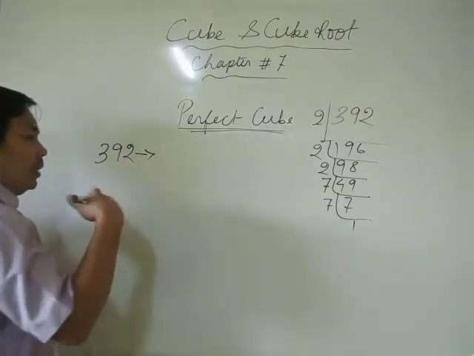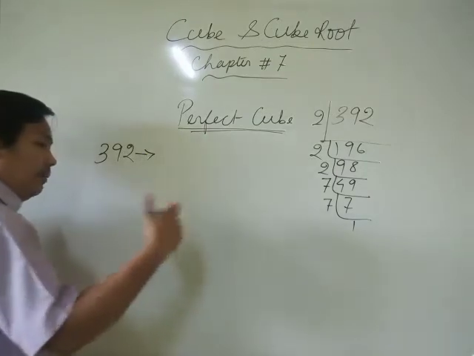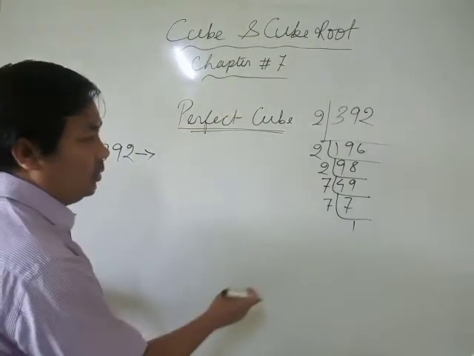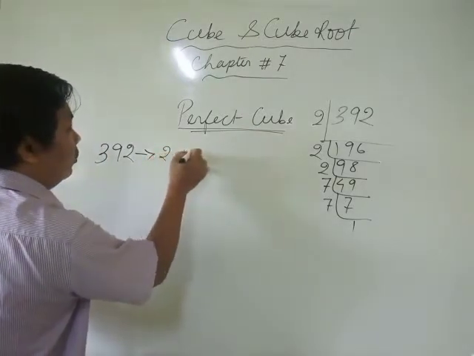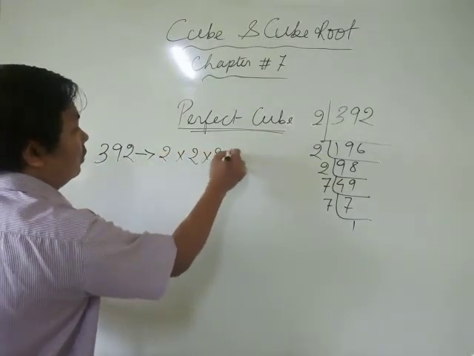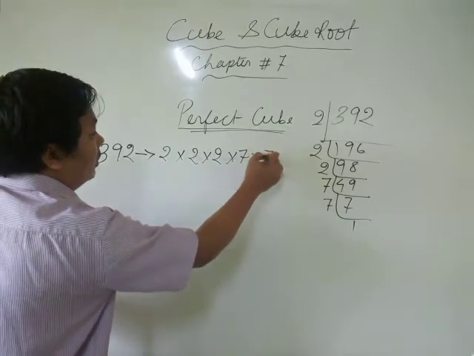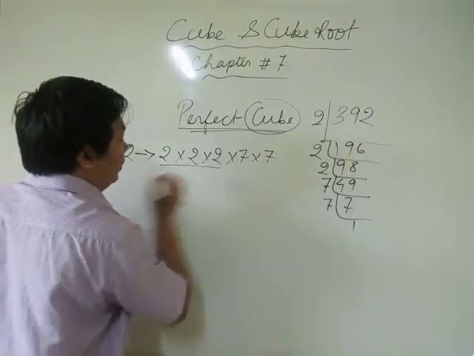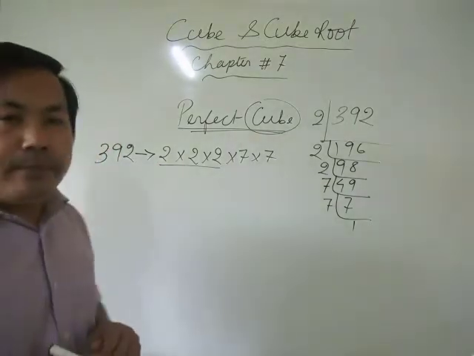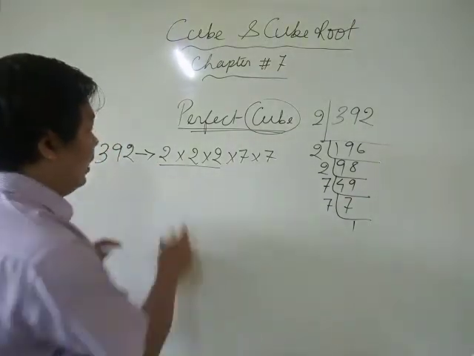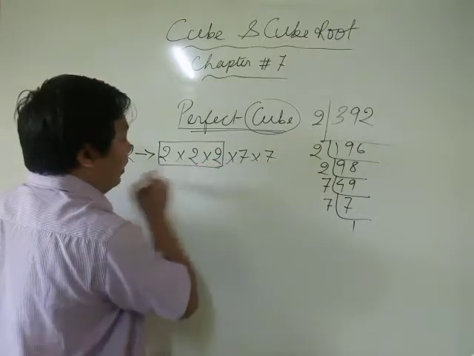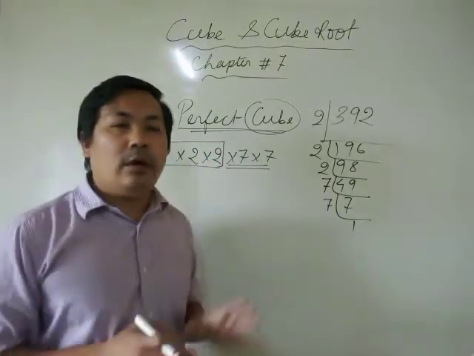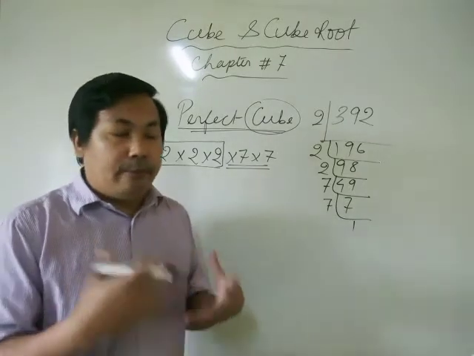So here you see, this 392 can be rewritten as the product of its prime factors, that is 2 into 2 into 2 into 7 into 7. In a cube, we understand that we are going to group 3 of the same prime factors, isn't it? Now 2, we got 3 of them, but this 7 only 2, so we cannot call it a perfect cube.